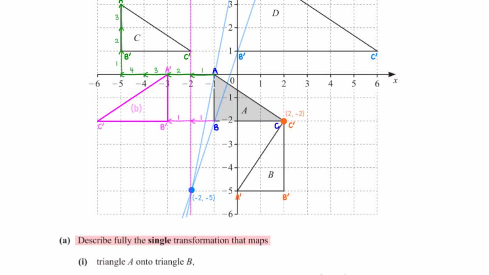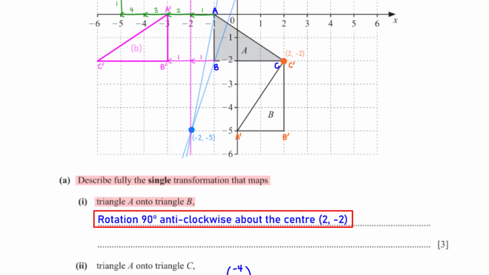Describe fully the single transformation that maps triangle A onto triangle B. When we look at triangle A and its image, triangle B, we can tell straight away that this is a rotation 90 degrees in the anti-clockwise direction. So now we need to identify the center of rotation. For this rotation, we see that point C remains fixed after the rotation. So that is the center of rotation. Point C has coordinates 2, -2. And so the full description for the transformation is rotation 90 degrees anticlockwise about the center 2, -2.